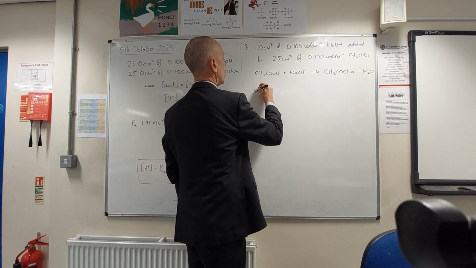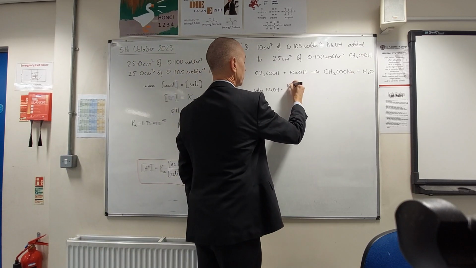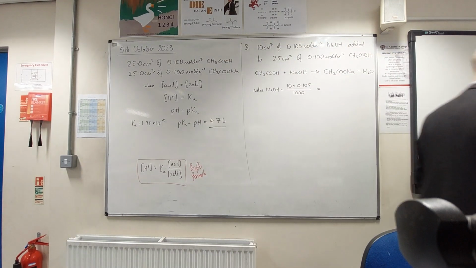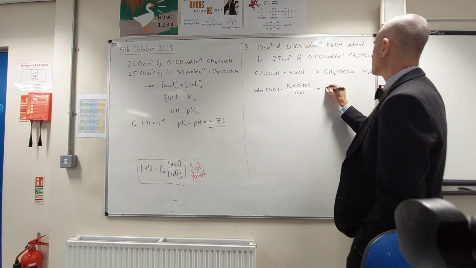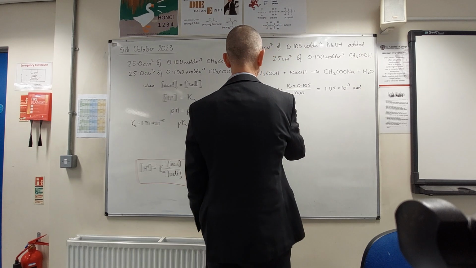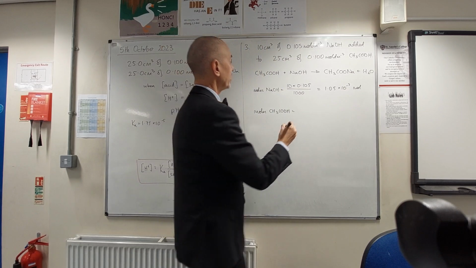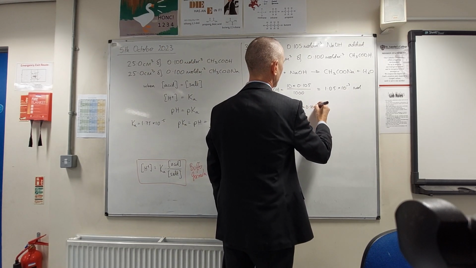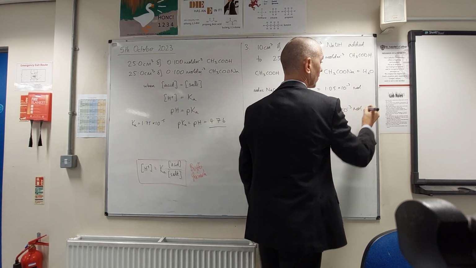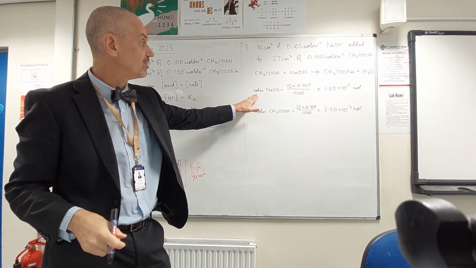So let's just do moles equals CV over 1,000. It's going to be 1.05 times 10 to the minus 3 moles of base. And the acid will be 25 times 0.1 CV over 1,000 again, 2.5 times 10 to the minus 3 moles of acid. So what happens when these two are added? Well, again, all the base will turn into salt.